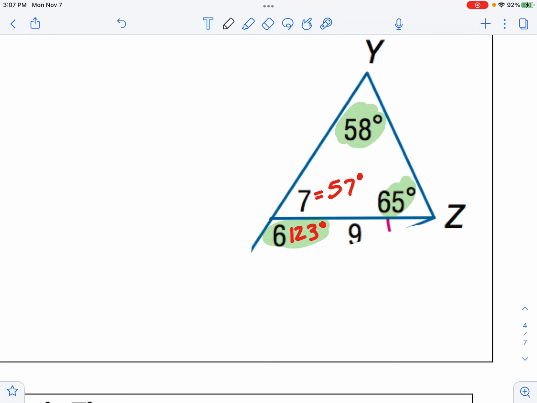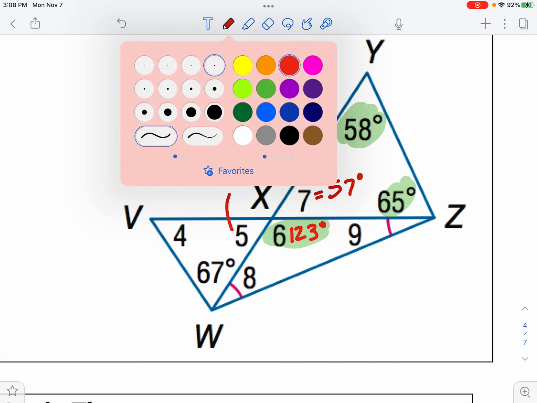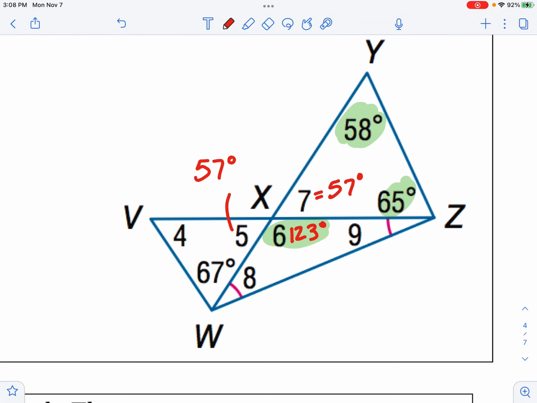Your two remote interior angles add up to be the same as angle 6. So you could have found angle 6 pretty quickly there. You could have found it in one step if you remembered your exterior angle theorem. Okay, so I've got 57, 67, that's 124, which means that angle 4 must be 56 degrees.